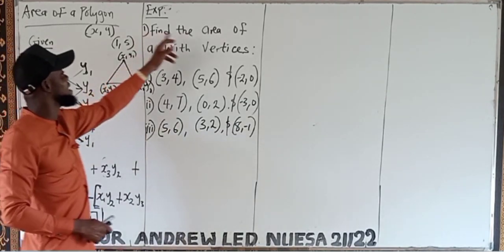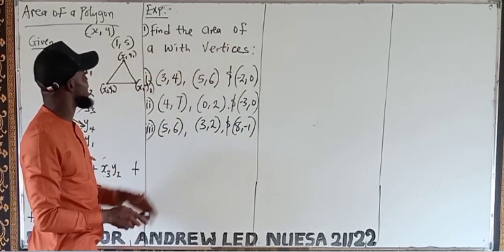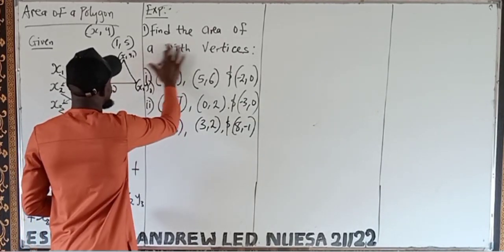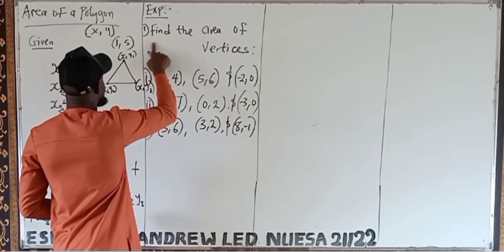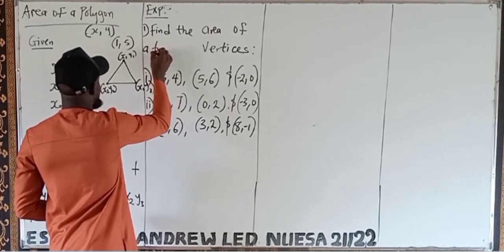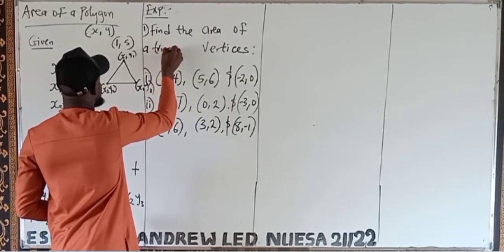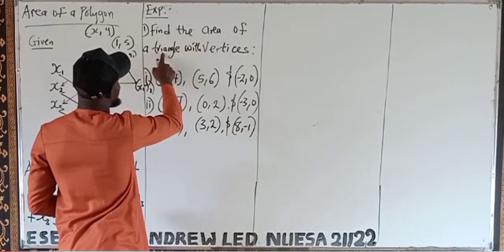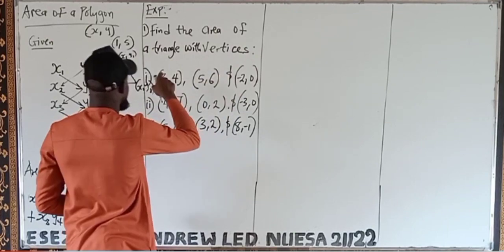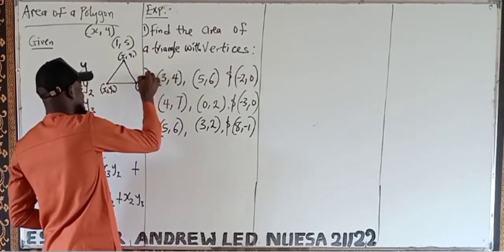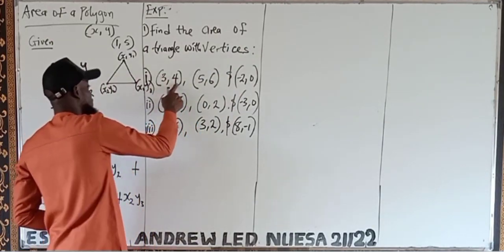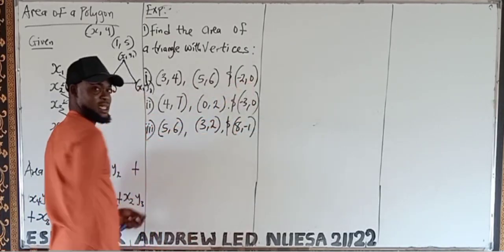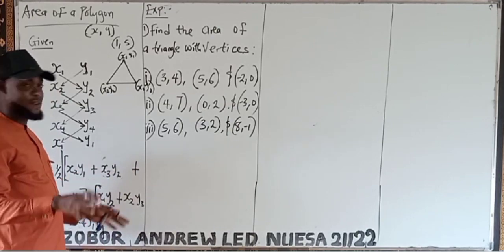A1 is to find the area of a triangle. Find the area of a triangle with vertices: the first triangle has vertices (3, 4), (5, 6), (-2, 0). That is the vertices of the first triangle.